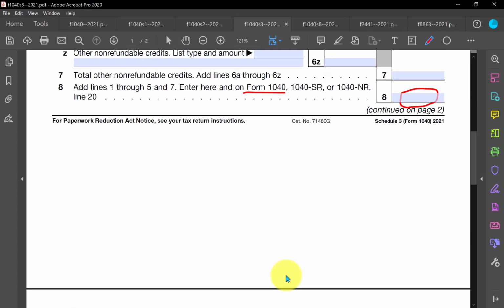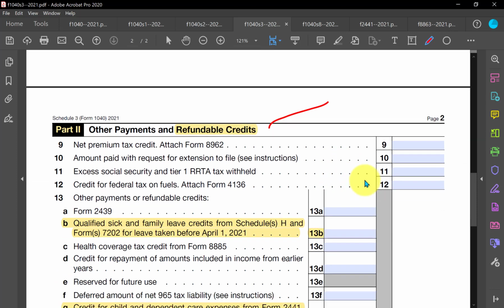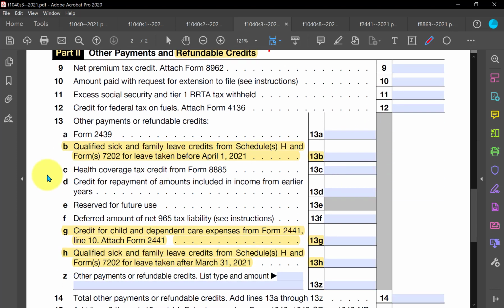Then in Part 2, on the backside, are the refundable type credits. Again, just more detail. Something possibly new, well, I shouldn't say new, but it continues from 2020 due to the pandemic, is that self-employed taxpayers may qualify for a credit called sick and family leave. Either here or over here, sorry, over here, line H, you need to fill out this Form 7202. Again, if a taxpayer is self-employed and was affected by the pandemic, they may qualify for this credit.